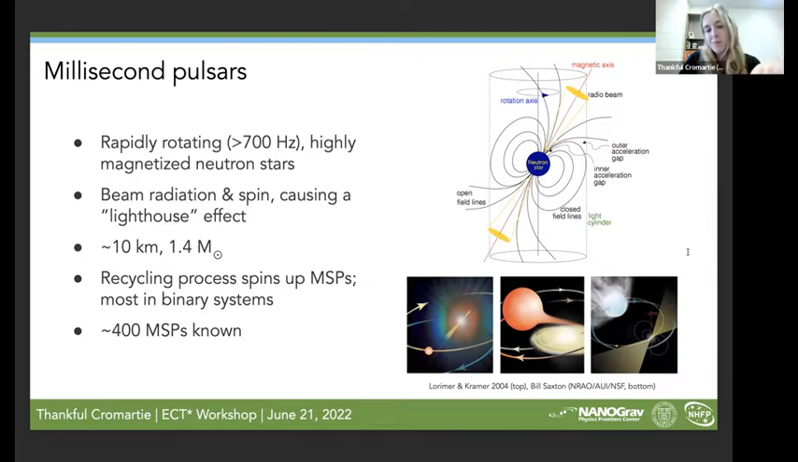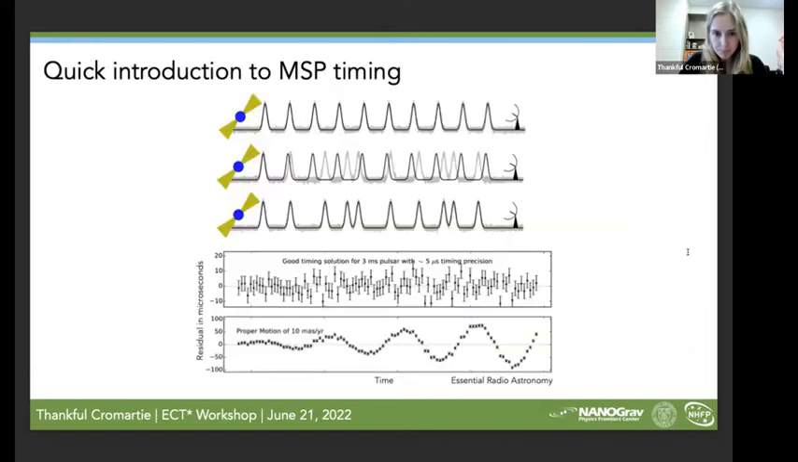These millisecond pulsars are spun up by a binary stellar companion. They accrete a bunch of matter from the companion, spin up to these really mind-blowing rotational rates, and their rotation gets very steady as well. And so this stability is really what enables pulsar timing. We know of about 400 millisecond pulsars, something like that.